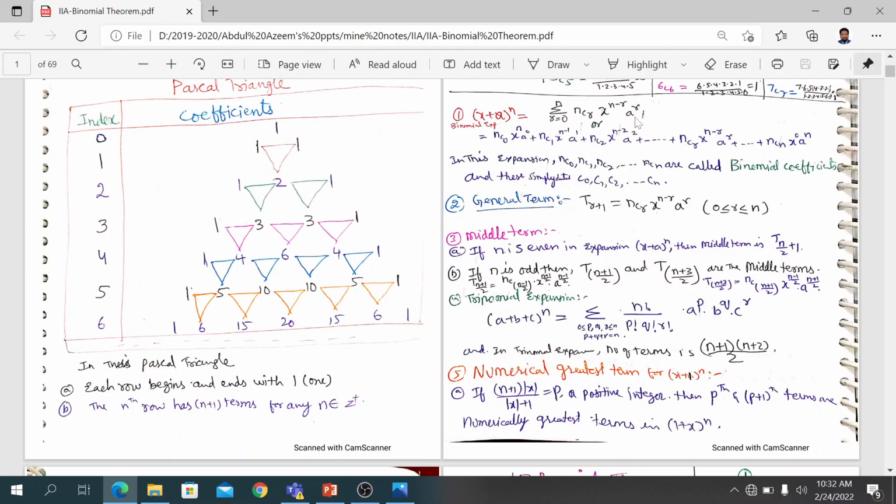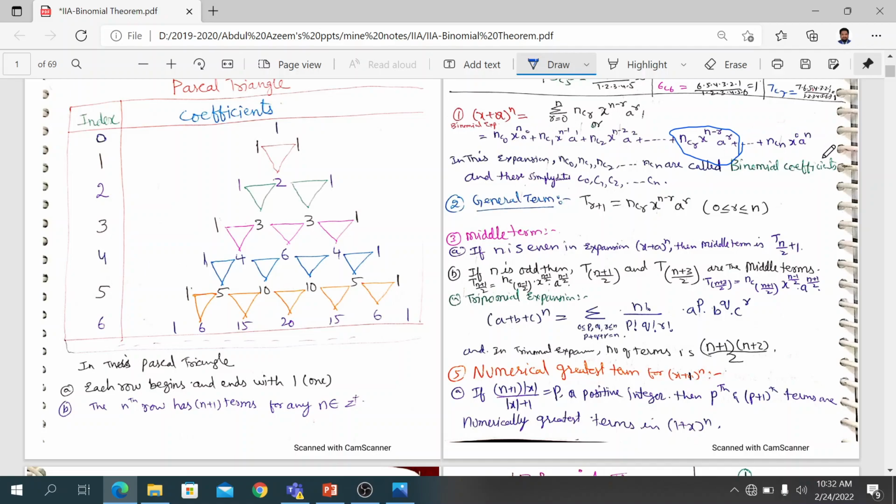If you expand, it will be NC0 x to the power of n a power of 0, plus NC1 x to the power of n minus 1 a power of 1, plus NC2 x power of n minus 2 a power of 2, up to NCR x to the power of n minus r a to the power of r. This is a very important term, known as the general term. So up to NCN x to the power of 0 a to the power of n.